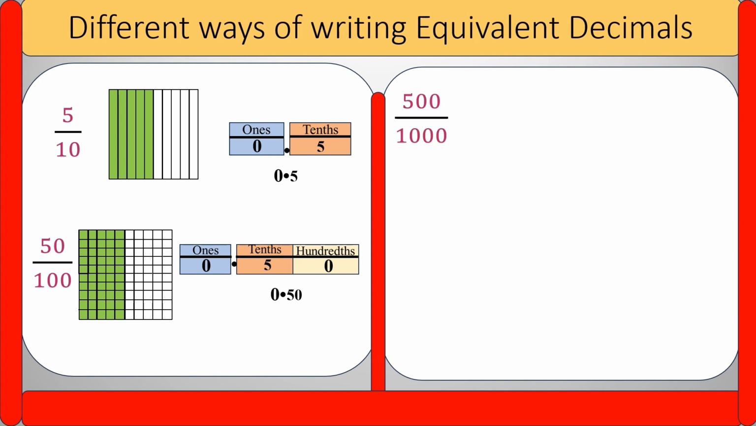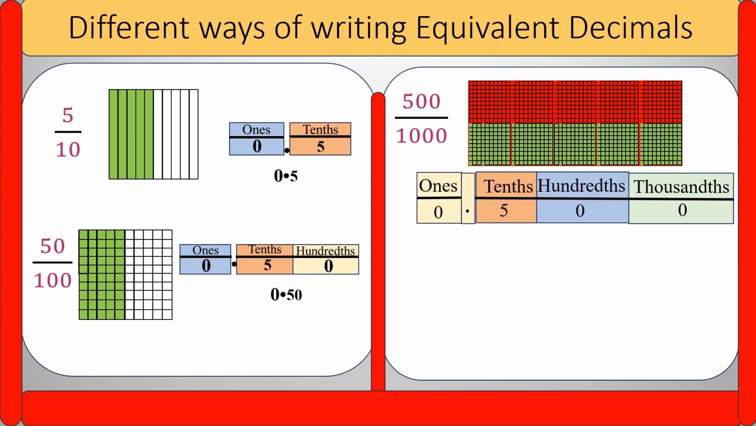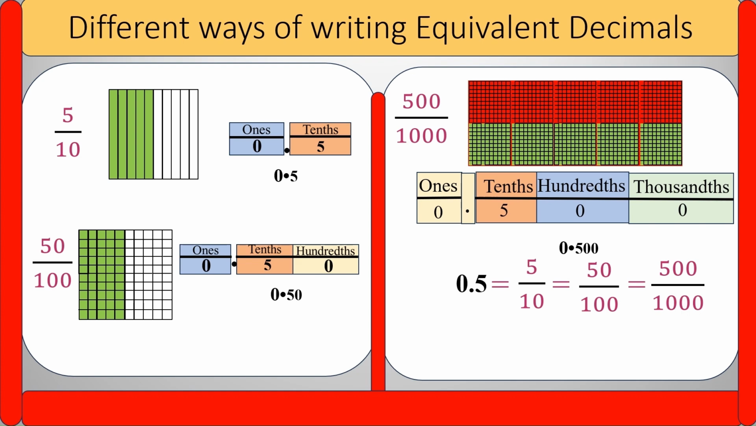Next take 500 upon 1000. 500 parts out of 1000 parts, and in the place value chart you can represent it in this particular way. In decimal form it is 0.500. Now all these are showing the same proportion of shading. No matter how we write it, the decimal value remains unchanged.